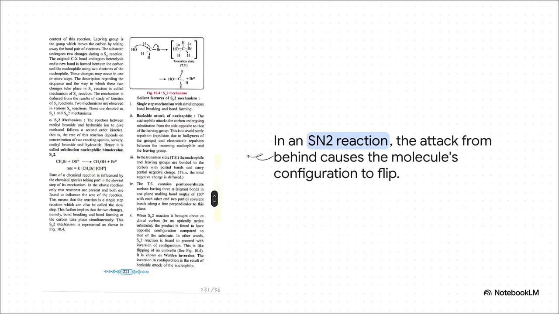And here it is, that famous umbrella flip in action. See how the incoming group attacks from behind? It forces the halogen to leave from the front, and in one single, fluid motion, the molecule's entire 3D shape just inverts. It's like a perfectly timed, perfectly choreographed chemical dance.